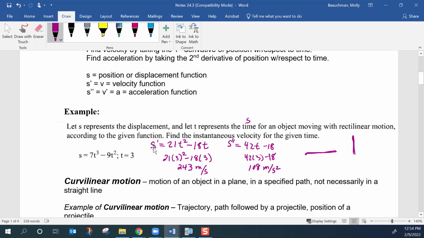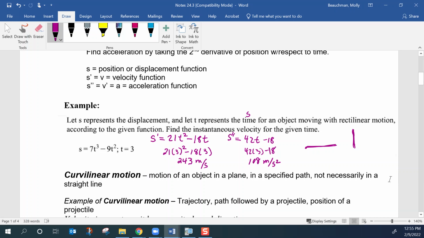So what we would do is take the first derivative of our function, substitute 3, and we would end up with 243 meters per second as our velocity. Acceleration was taking the second derivative, substituting in 3, so our acceleration is 108 meters per second per second. So what we want to do now is take that idea and apply it to curvilinear motion.